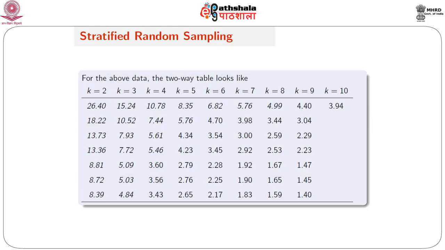From this, because we have to maximize this expression, we start making top selection. So 26.40 is the absolute max. Next one is 18.22. Next one is 13.73. Next one is 15.24. Next 13.73. Next 13.36. Next 10.78. So as you can see, it is going all over. It is rushing among all the 7 strata and always picking up the highest numbers. Then it comes to 8.81, 8.72, then it goes to 8.39, then 8.35, and so on.